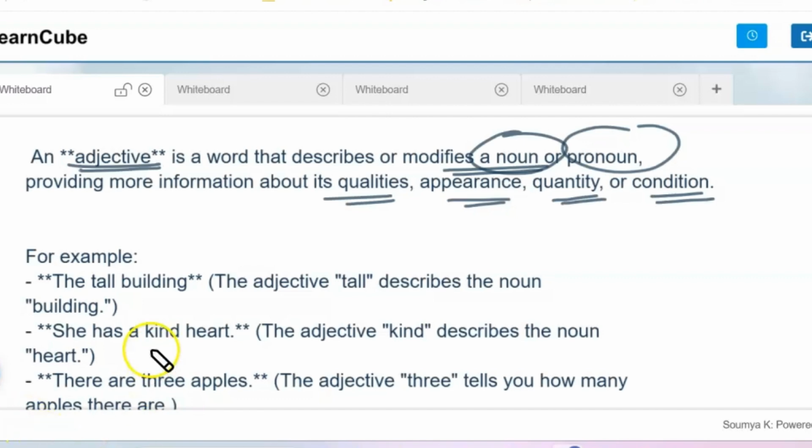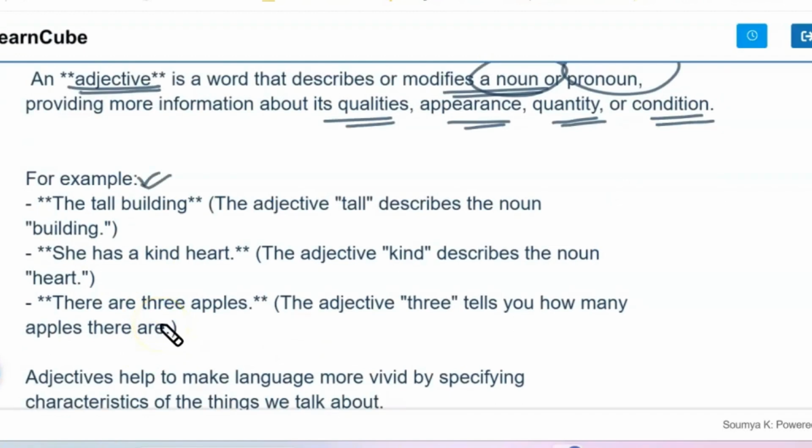For example, we can see here a tall building. So building is the noun, where tall is the adjective. Next one is she has a kind heart. So heart is a noun, and what is the specialty of this heart? It is kind. It says the quality of the girl's heart. Next, there are three apples. So the noun here is apples, and this three is the quantity of your apple. That means 3 apples are there. So these are the adjectives used in the given sentences.